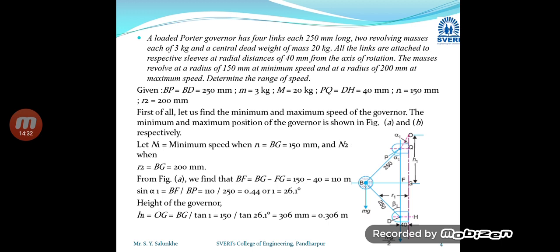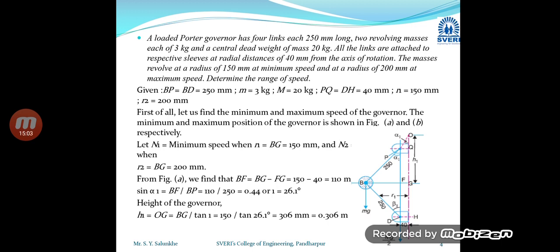The masses revolve at a radius of 150 millimeter at the minimum speed and at a radius of 200 millimeter at the maximum speed. In the same way as we have seen in the previous problem, the minimum radius of rotation is given as 150 millimeter and the maximum radius of rotation is given as 200 millimeter. What we have to determine is the range of speed. Same way, the only difference is that the eccentricity is provided.